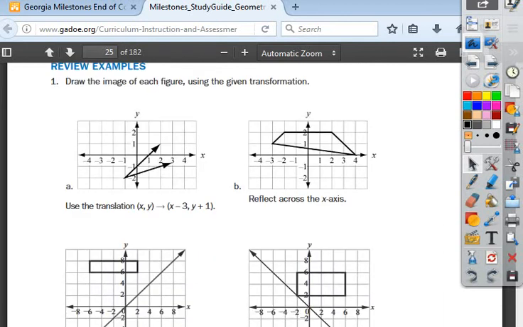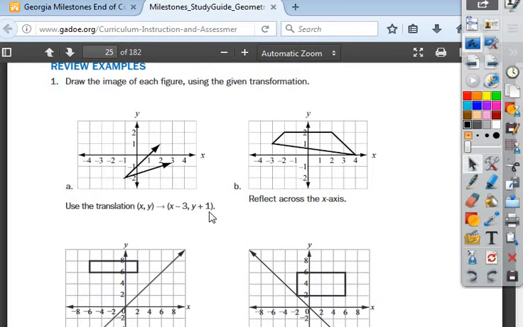All right, so what would I do on this one right here? x minus 3 and y plus 1. What would I do? What does the minus 3 tell me to do? Go to the left. Yeah, go left 3, up 1. So I would move every point left 3, up 1.